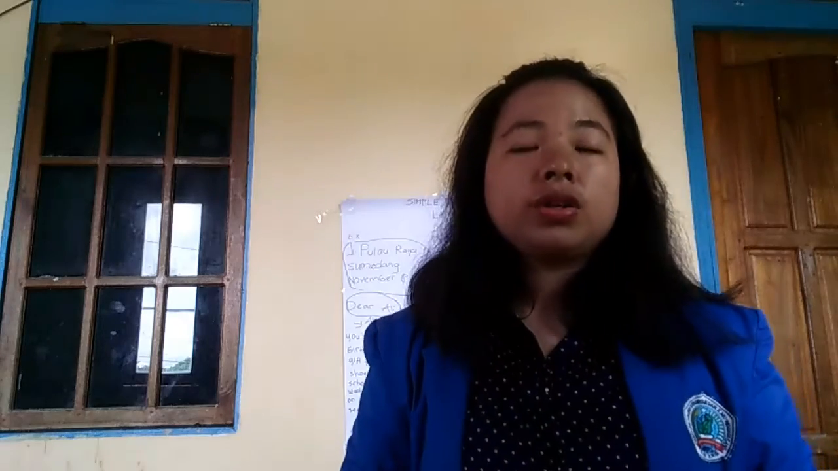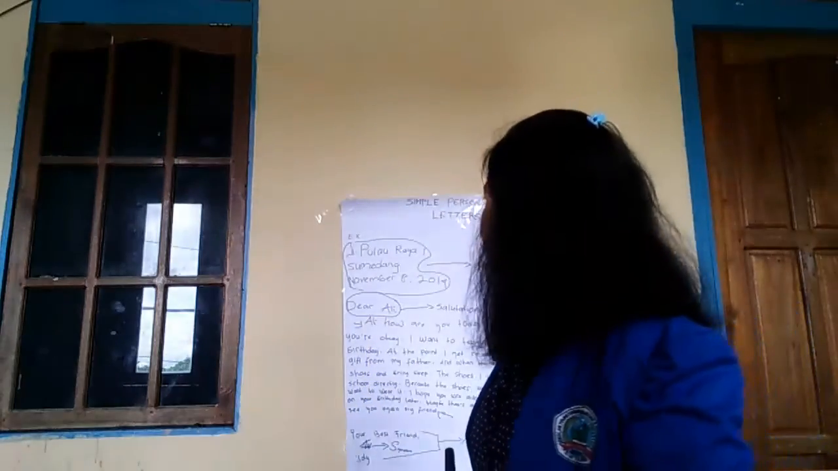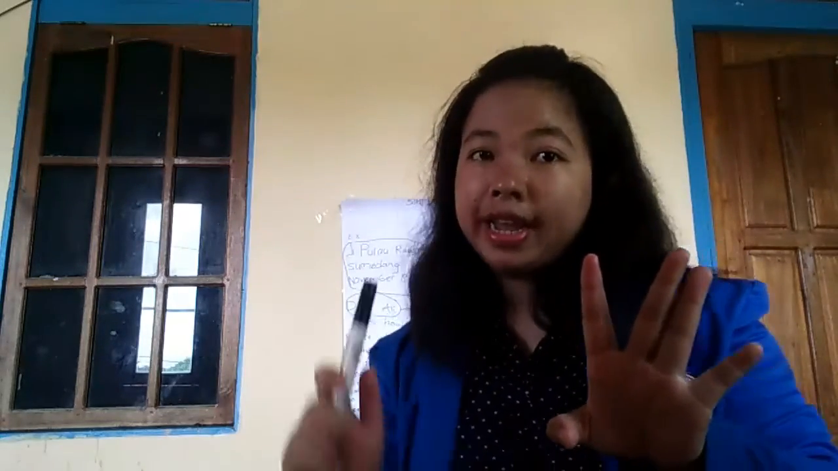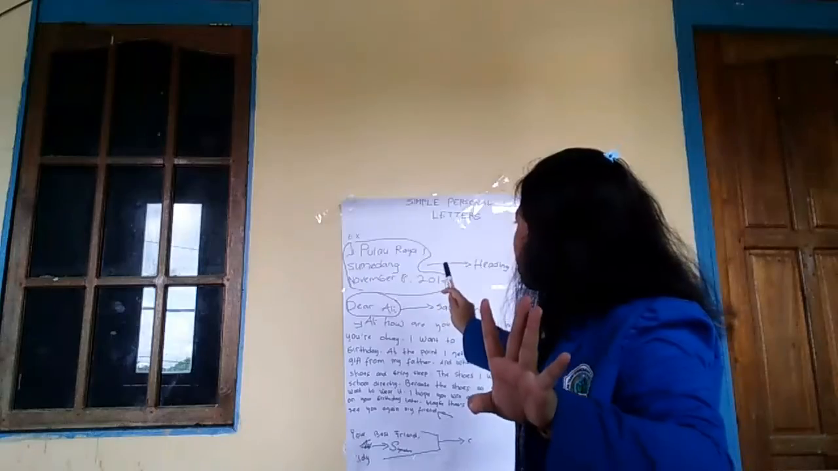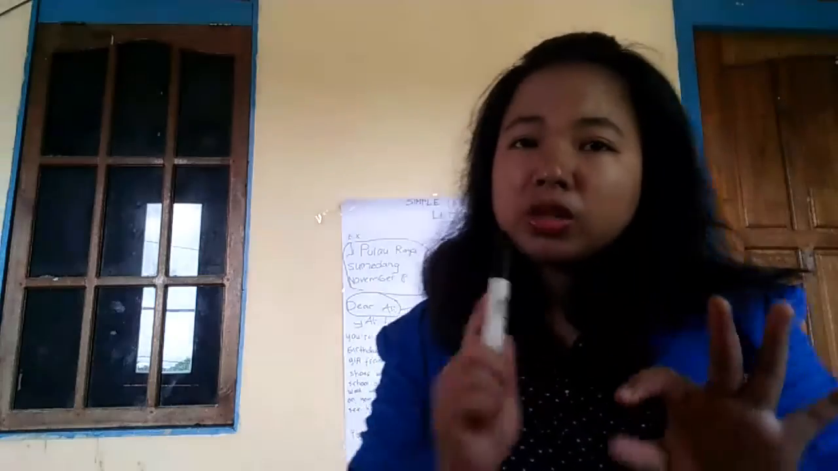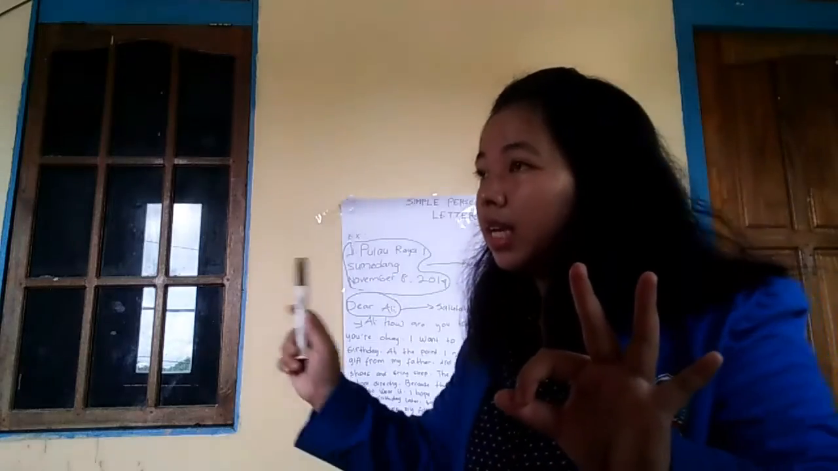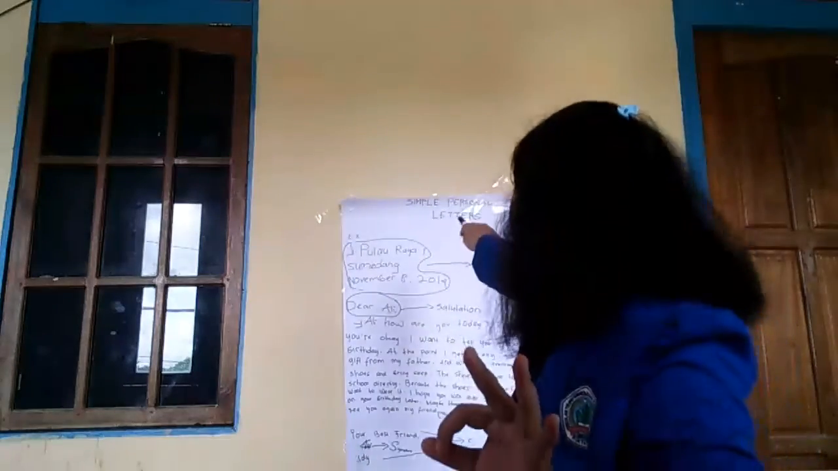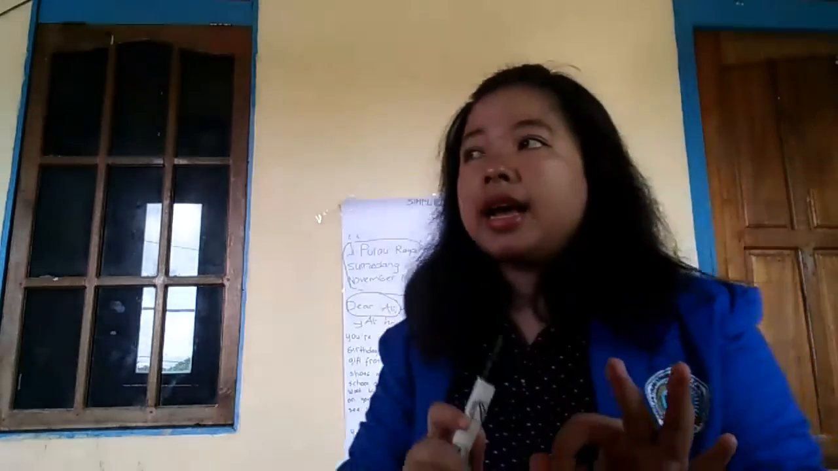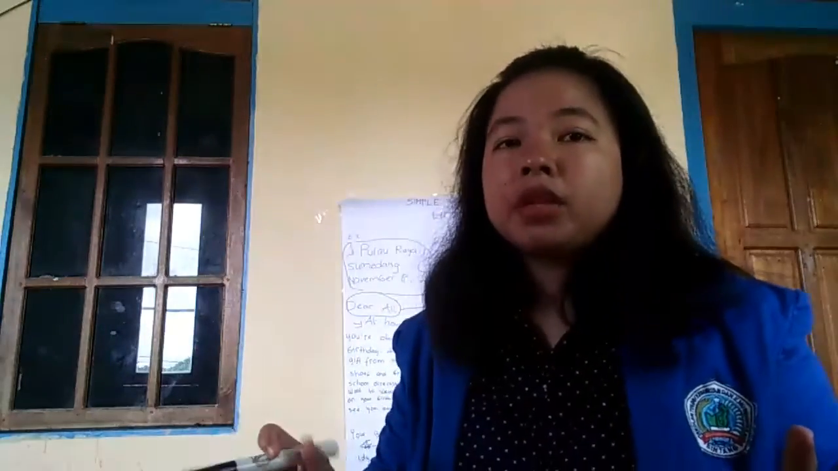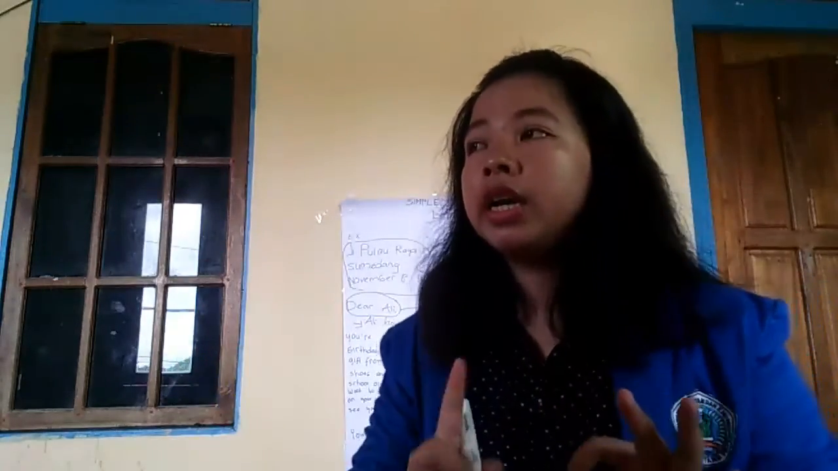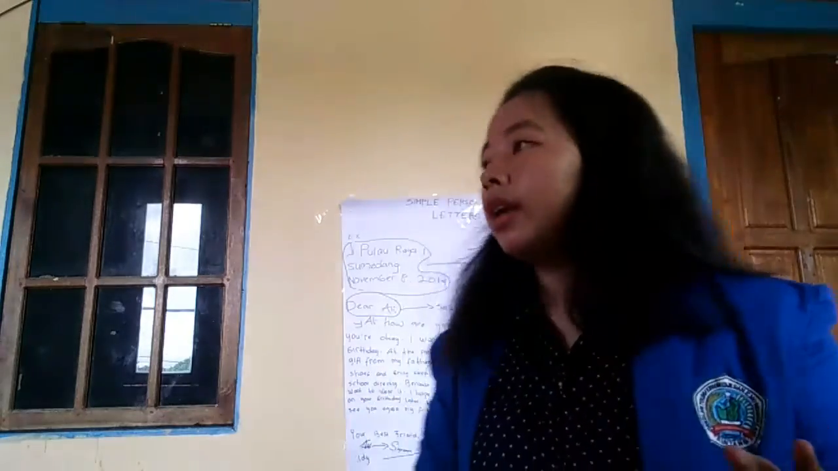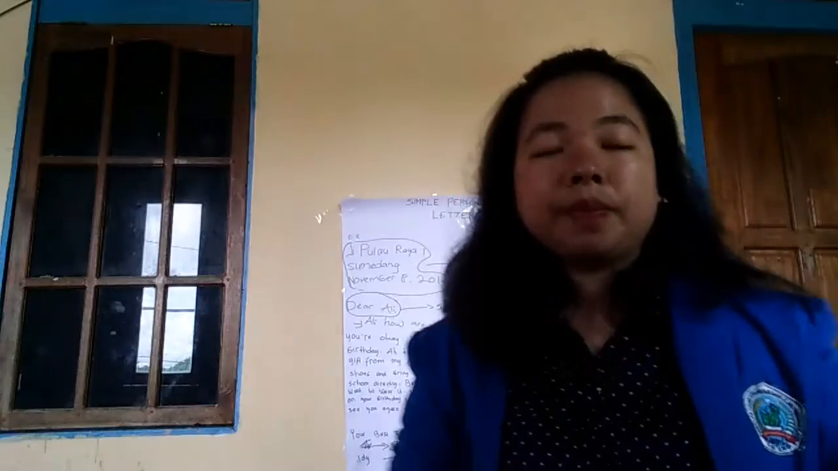Okay. All you have to remember when writing a simple personal letter: first, the heading. It is the address and the date when you write it, and then the salutation for whom you are writing, for example, Aldi, your friend, your family, or anyone. And next you can write the body.